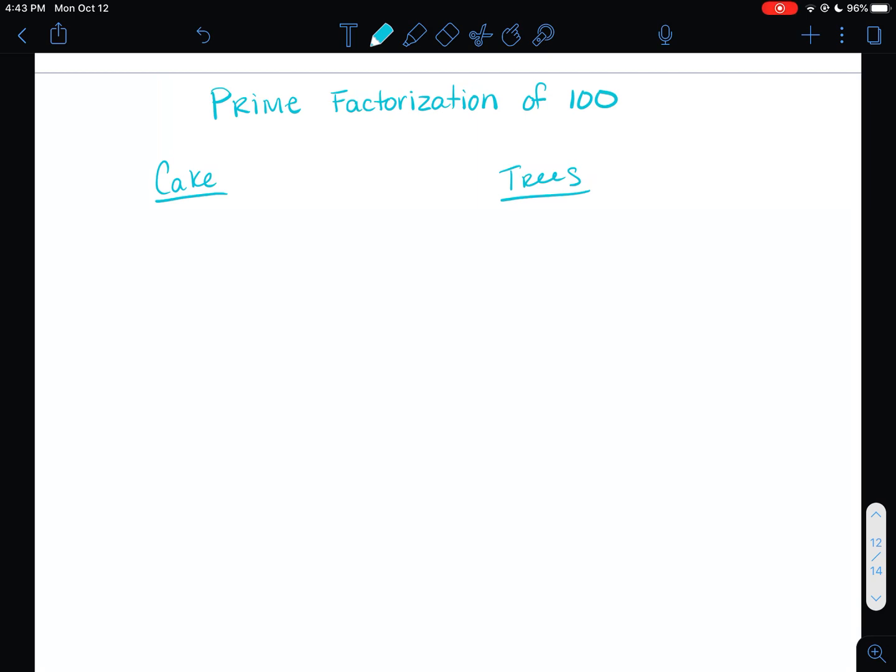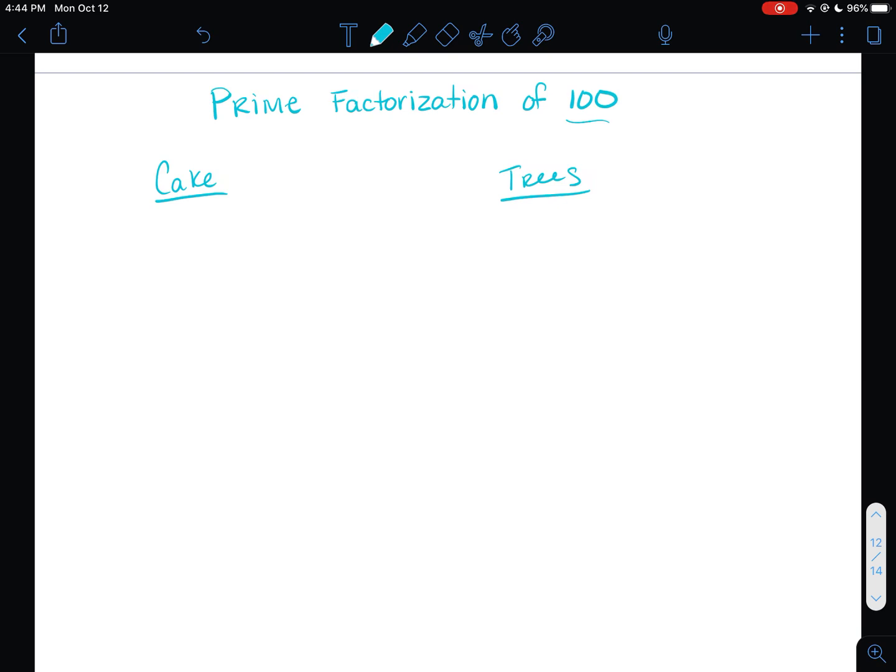Okay, so I'm going to go over one more example of the cake and the trees of prime factorization. I would just write it down with me in your notebooks as you go so you get one more example to look at as you're practicing today. And then please email me or join my Google Meet if you need help. So we're going to find the prime factorization of 100.